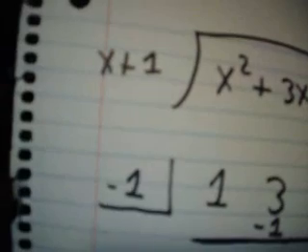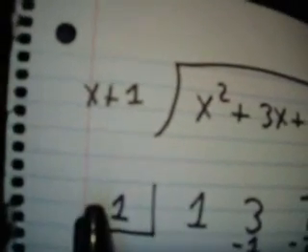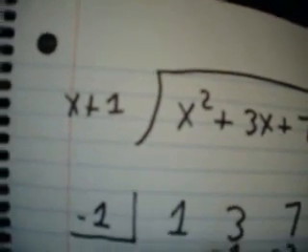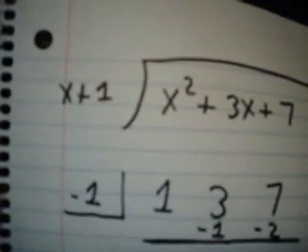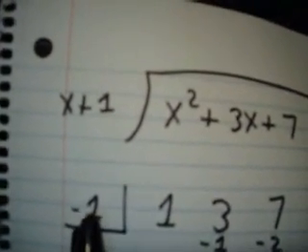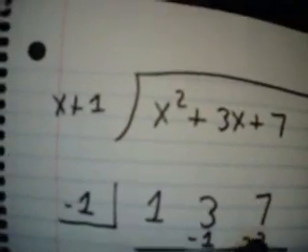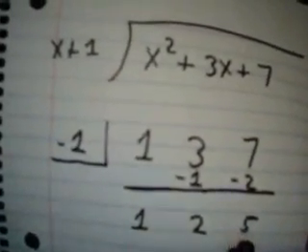Now, in synthetic division, you bring down the 1 just like this. You take it times negative 1, and 1 times negative 1 is negative 1. So, 3 plus negative 1 is 2. Then you take the 2 times negative 1, and then you place it right over here. And 7 plus negative 2, which is actually 7 minus 2, is 5. So now you have a 1 and a 2 and a 5.